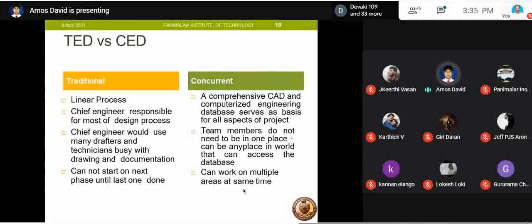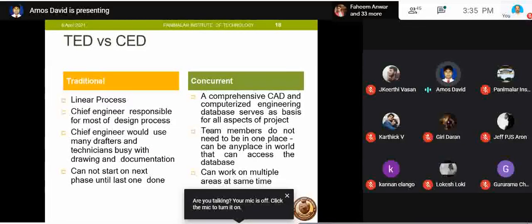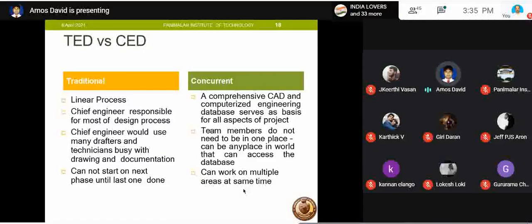So this is a comparative statement about what is traditional and what is concurrent. Look at it. Traditional is a linear process. As I said, when the modeling is done, after that comes manufacturing, then production, marketing, and then servicing. But in concurrent, everybody is involved. Look at the second point. The chief engineer is responsible for most of the design process in the traditional approach, whereas here everybody is responsible, right from the CEO till the lowest person working in the company.